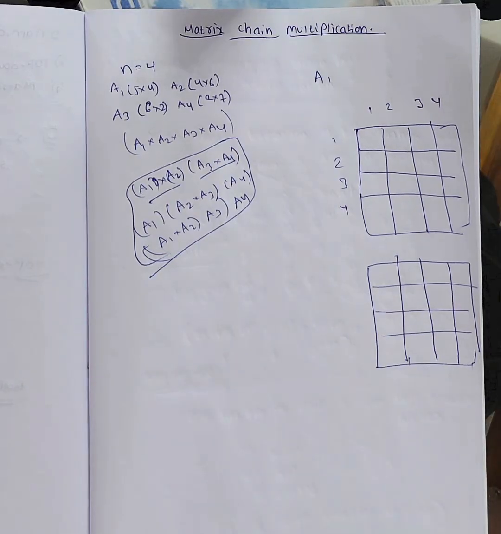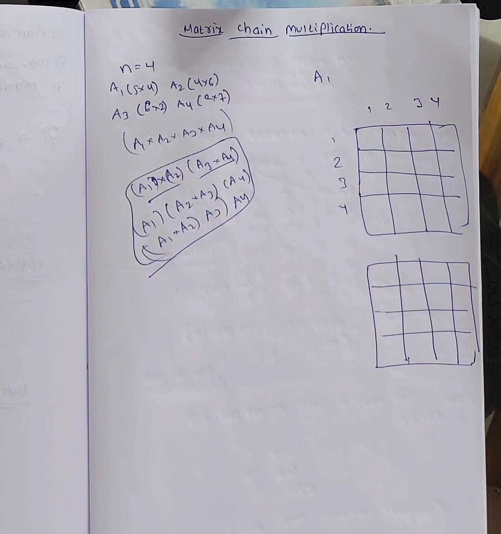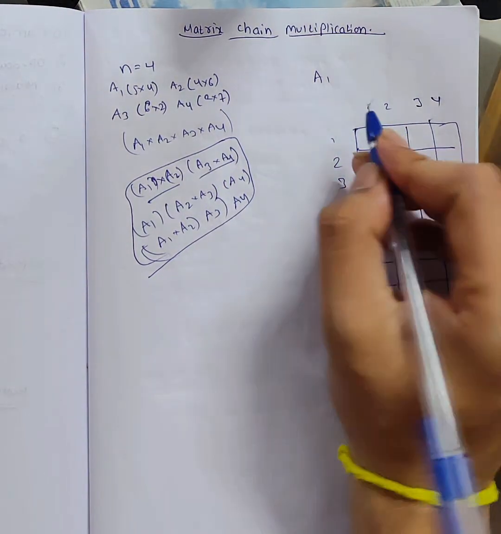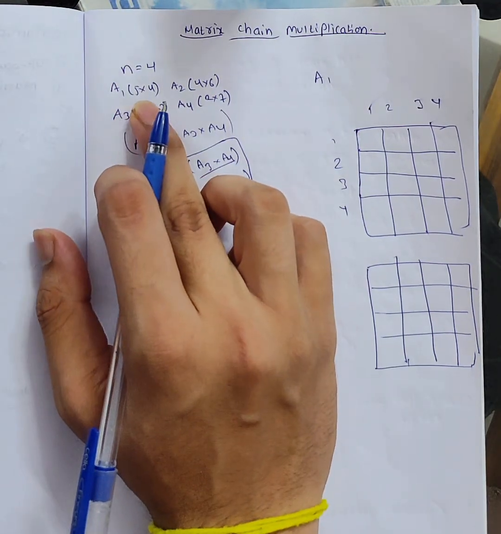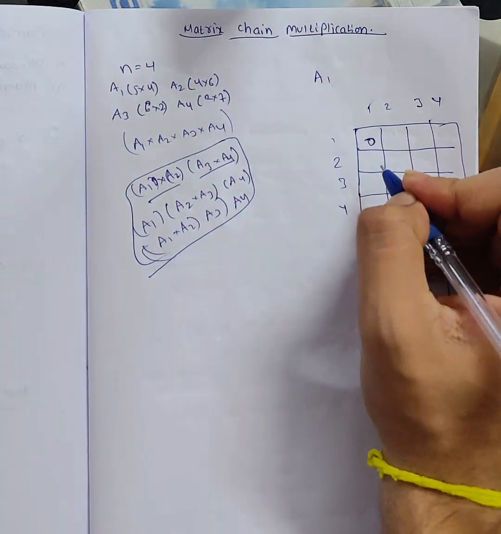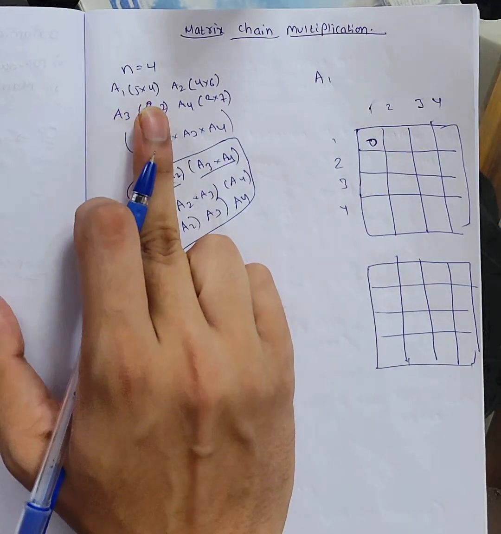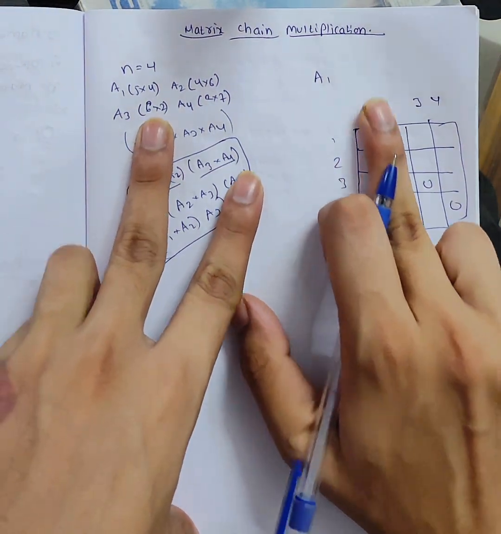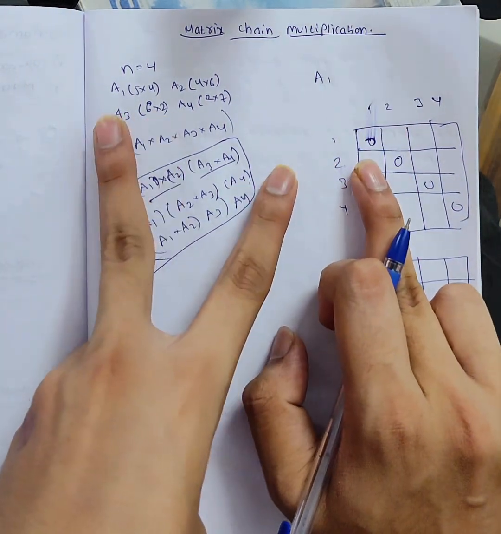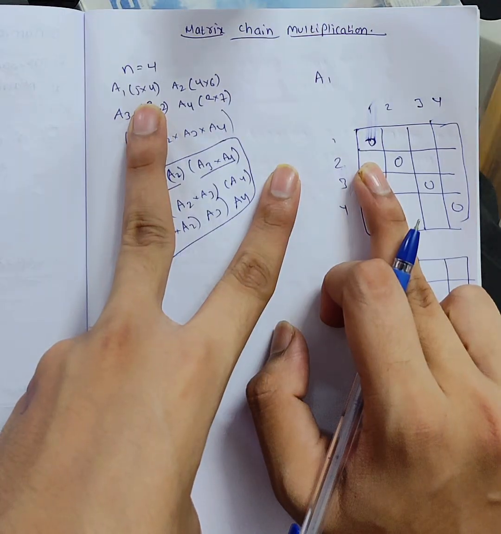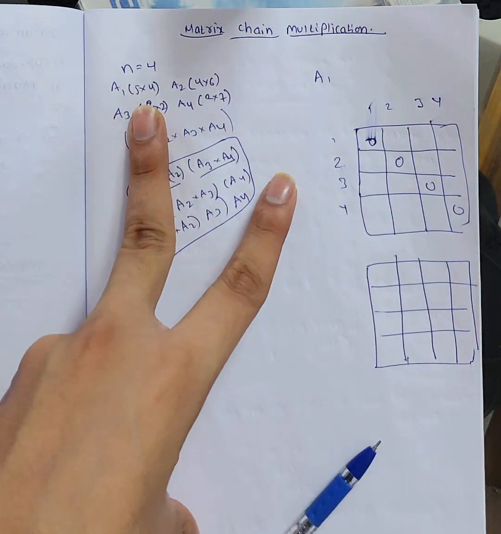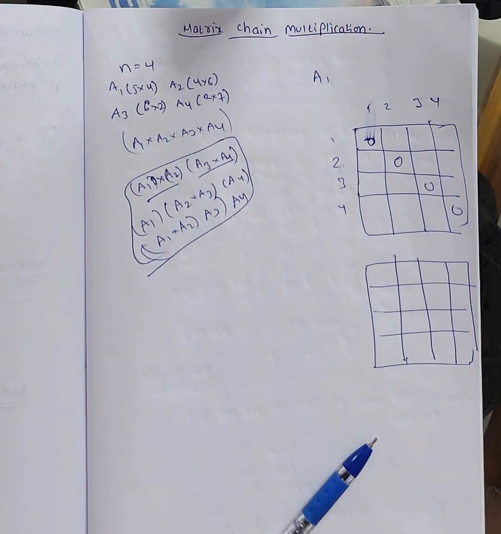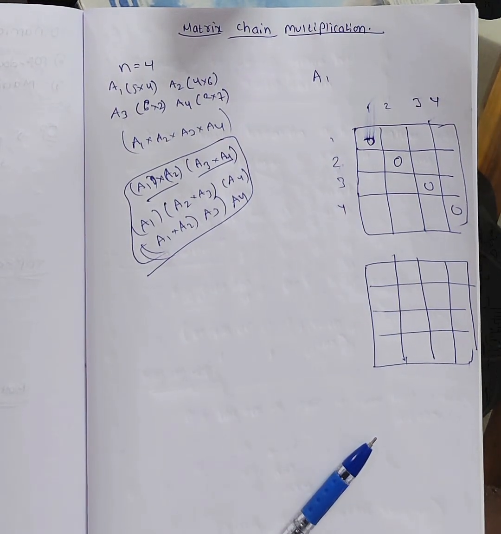Now there is a formula for doing all this, but I am going to tell you in an easy way, without using the formula. If I take 1 1, that is nothing but matrix 1, A1, which is 5 by 4. Multiplying the same matrix with itself is not possible, so I am placing 0. Similarly for M2, M3 and M4.